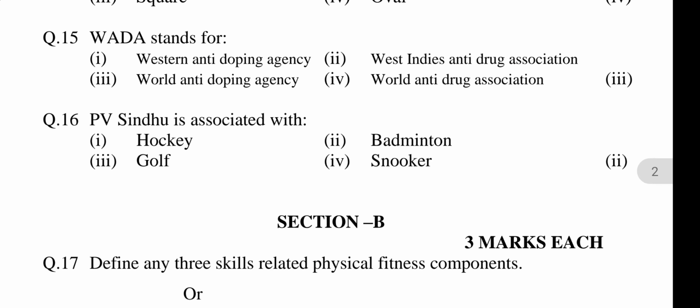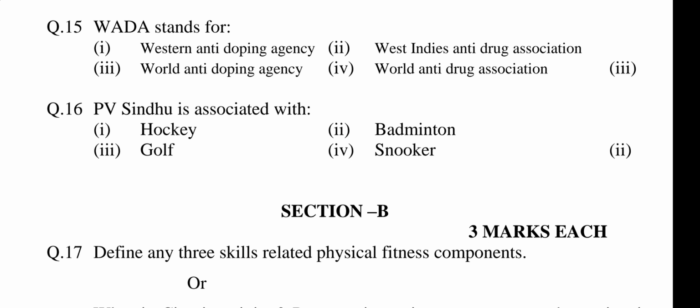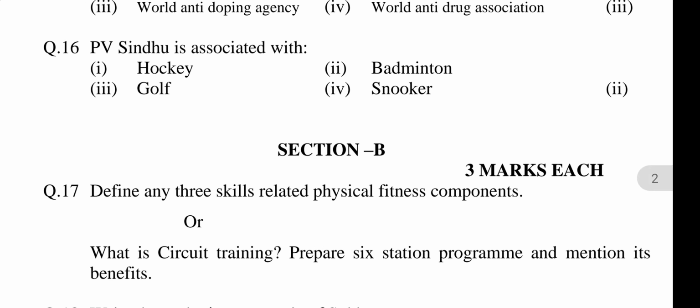Question number 15. WADA stands for option first, Western Anti-Doping Agency. Second, Western India's Anti-Drug Association. Third, World Anti-Doping Agency. Fourth, World Anti-Drug Association. Answer is option third, World Anti-Doping Agency. Question number 16. PV Sindhu is associated with option first, hockey. Second, badminton. Third, golf. Fourth, snooker. Answer is option second, badminton.